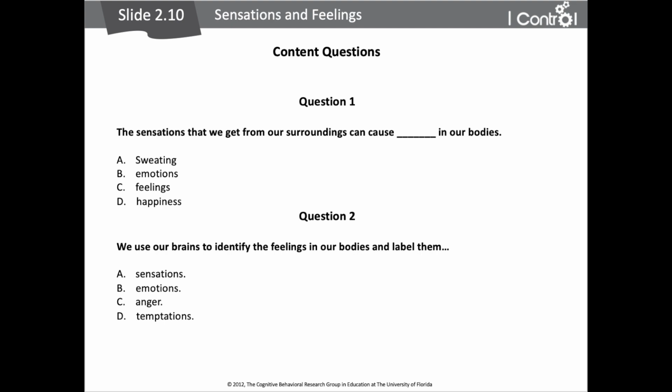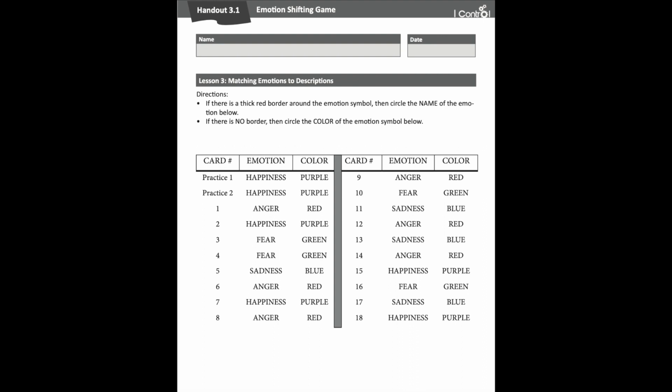For question 1, if you selected C, you are correct. The sensations you get from your surroundings can cause feelings in your body. For question 2, if you selected B, you are correct. You use your brain to identify the feelings in your body and label them as emotions. In Lesson 3, you'll learn about the 4 most common emotions people experience.